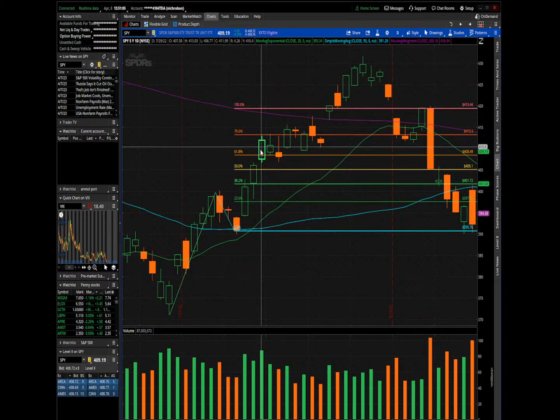You're going to have a pullback. Hell, we got 3 days of going up, so of course we're going to have a pullback. I'm expecting a pullback. I want a pullback, all right? So pullbacks mean I can make more money. But in this case, things got a little fishy, okay?